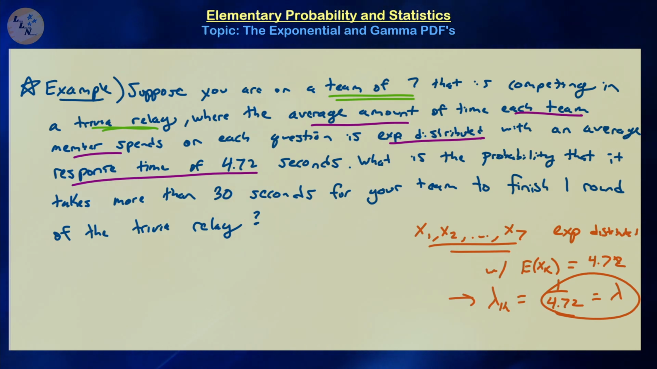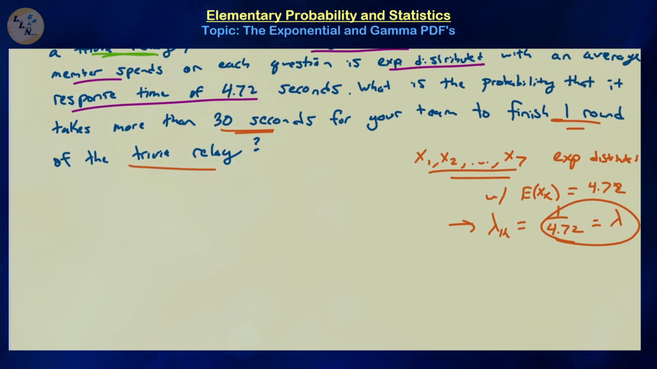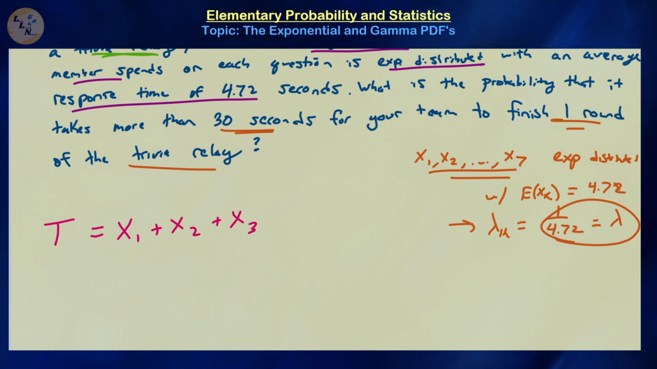So what is the probability that it takes more than 30 seconds for your team to finish one round of the trivia relay, right? So just, one sequence of 1 through 7. So what are we actually looking at here? So we're going to define t to be the total time to be equal to the sum of the times that each of the members on the team takes to answer these questions, right?